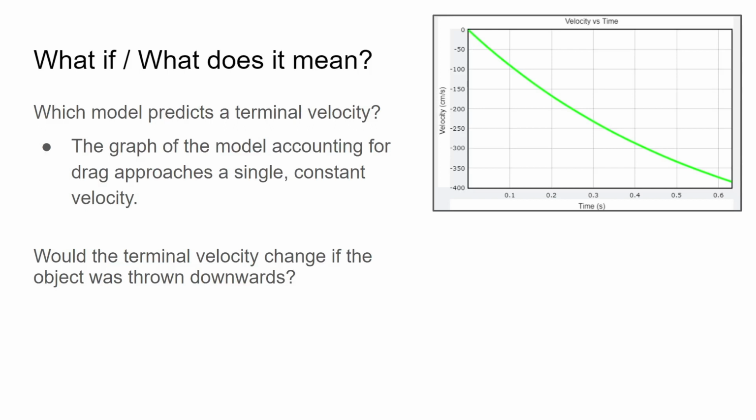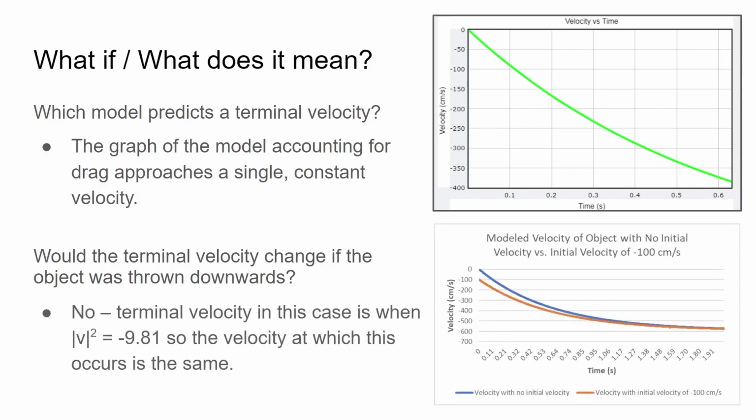Would the terminal velocity change if the object was thrown downwards? The answer is no. Drag force is a function of solely velocity, so the velocity at which the drag force would equal the force of gravity would remain the same. It would just occur at an earlier time because of the initial velocity boost. This is seen in how the original velocity graph and the velocity graph with the object thrown downwards start different but converge towards a single terminal velocity.